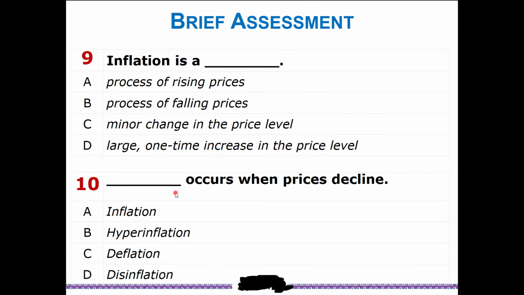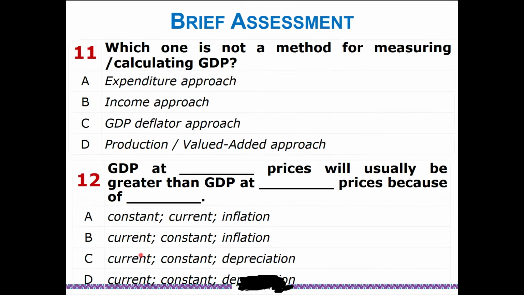And then, occurs when prices decline. So when prices decline, it's deflation, guys, right? So the answer here is C. Hyperinflation is where we said there's an extreme inflation, with a 50% increase in the prices per month, remember? So the correct answer for this one is D, deflation. Deflation occurs when there's a decline in the prices. So the prices are decreasing.